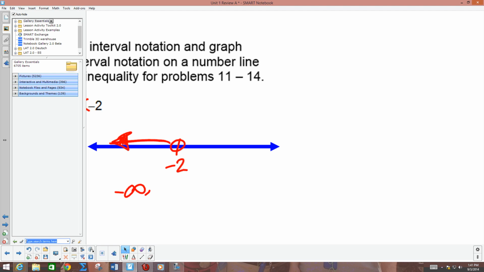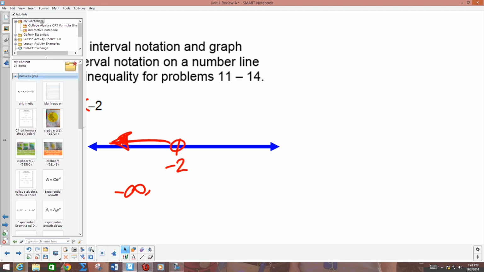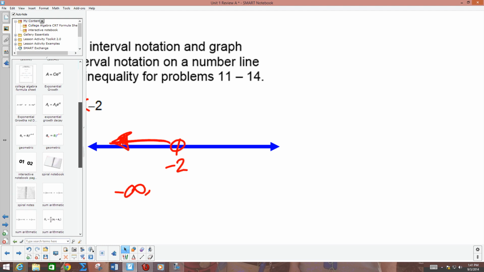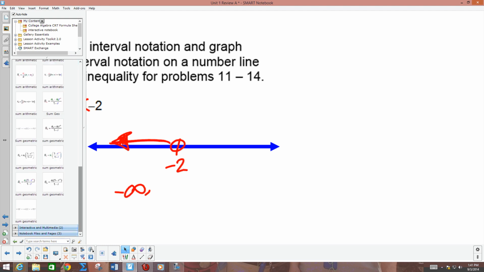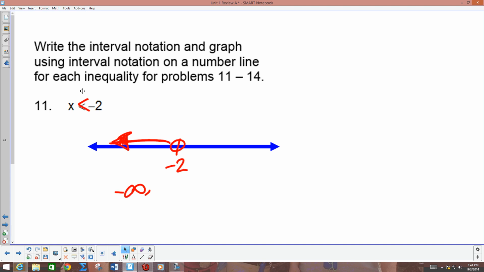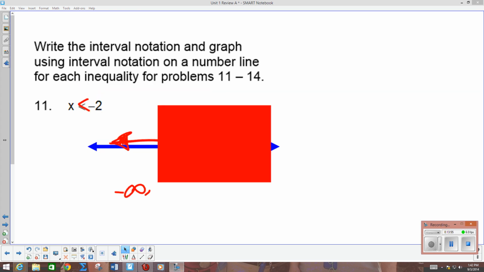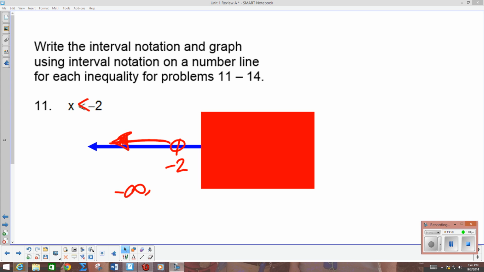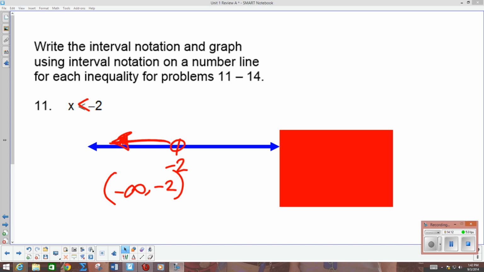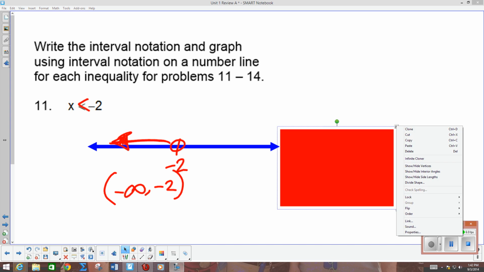And let's see how fast I can get my box. So then that way I can have the box. This is my box. I saved it. I'm going to pause this for a second. Okay, so I have a box, and as I drag this box across the line, it begins at -infinity, and where does it stop? It stops at -2, and so I have to do end marks. End marks for infinity are always going to be a parenthesis, and end marks for an open circle, which is a less than, is also a parenthesis. And so that's my interval.